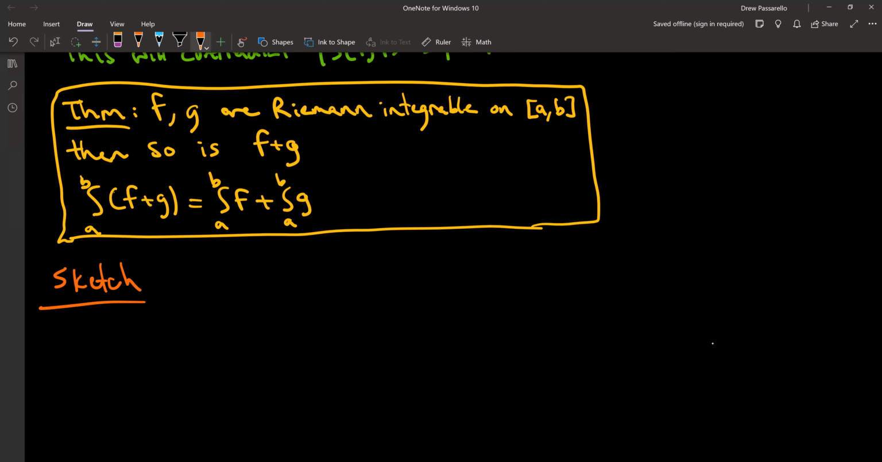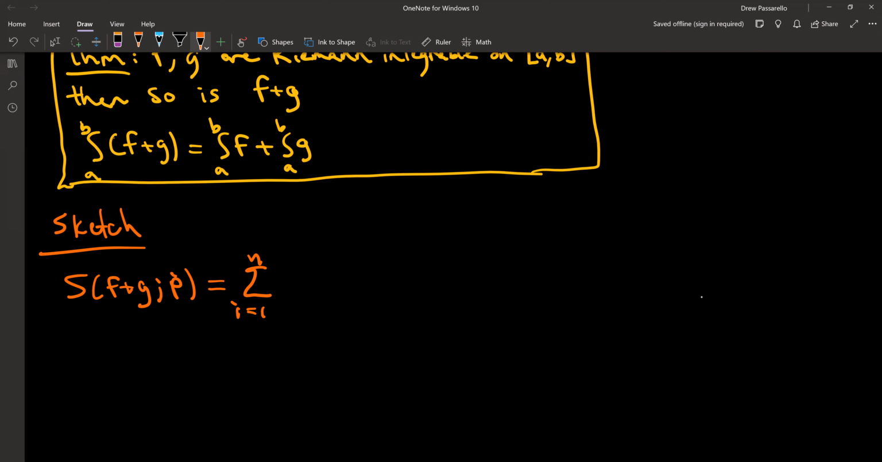All right, so notice that when I do the Riemann sum of f plus g with any tag partition P, that's going to be equal to the summation from i equals 1 to n of (f of t_i plus g of t_i) times (x_i minus x_{i-1}), just based on what the Riemann sum is for that.